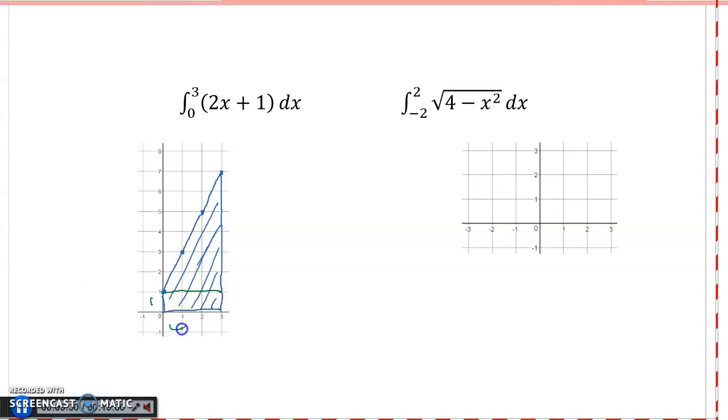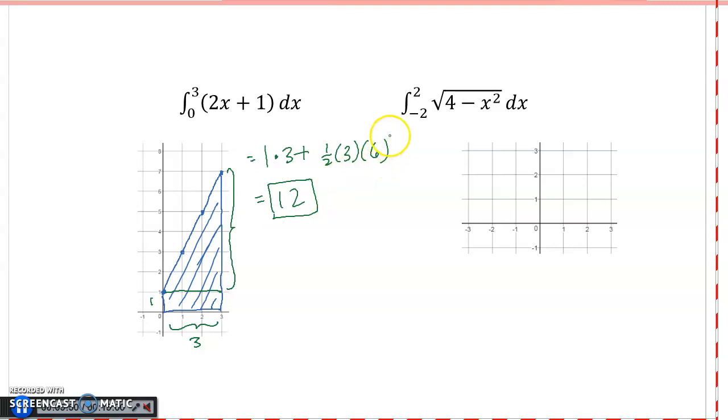So we've got 1 and we've got 3. The area of the rectangle is 1 times 3 plus, we've got this triangle whose base is 3 and whose height is 6. So 1/2 base times height. So that's going to be 12. Oh, okay, another 12.